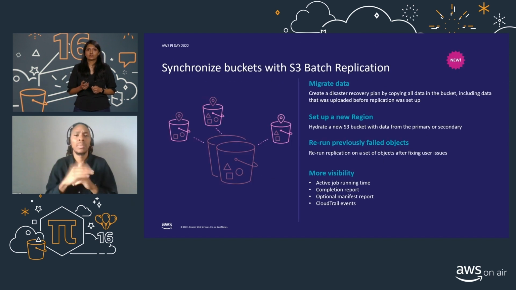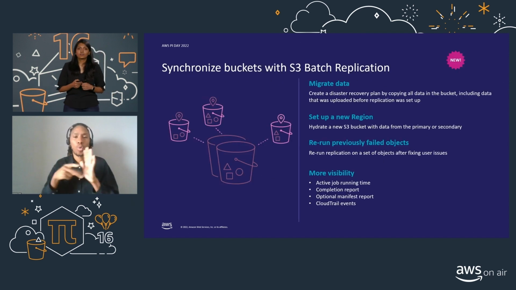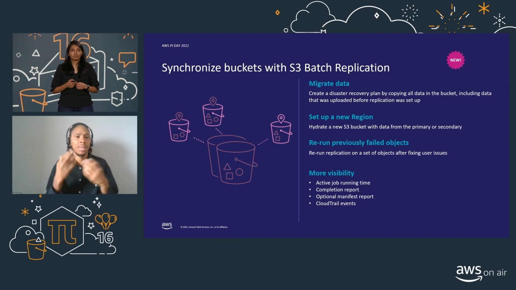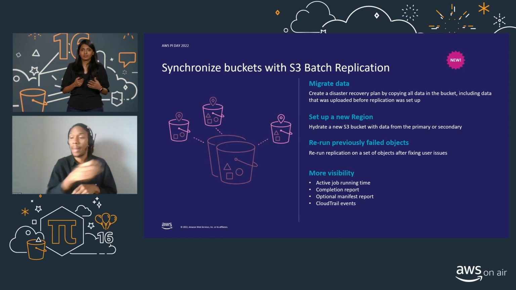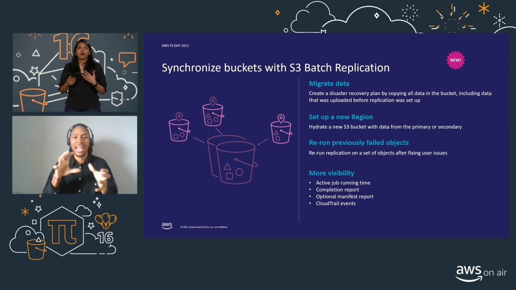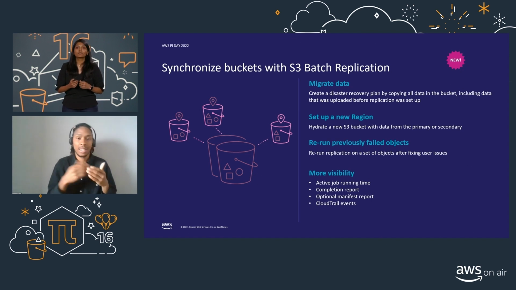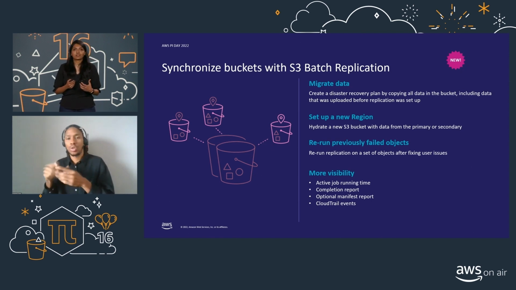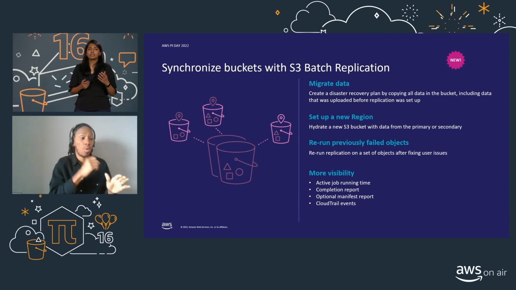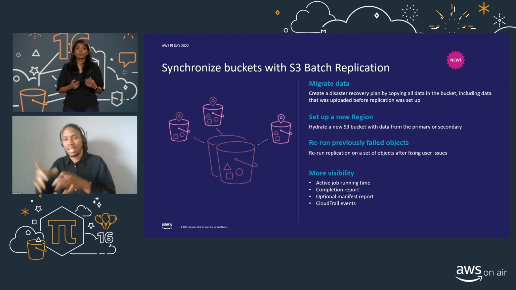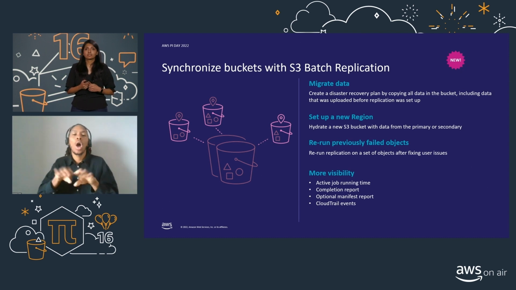Introducing S3 Batch Replication. Now, there are many reasons why you might want to use batch replication. You can use it for migrations when you need to create a disaster recovery plan. This might require you to copy all of your data in an existing region to a new region, especially for the data that you uploaded before you set up the replication. Next, you can use it to hydrate a secondary bucket in a new region to replicate all of your data from your primary region. Say you're a US-based company and you're opening up a new office in a different part of the world, say Singapore.